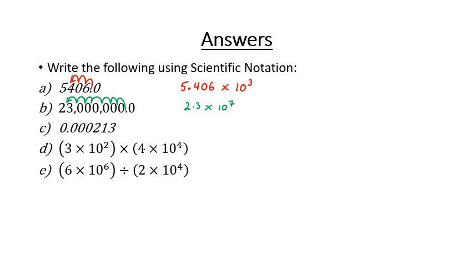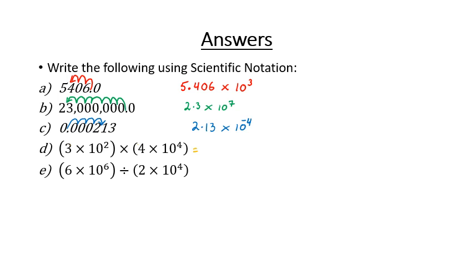In our third example, we've moved the decimal spot 4 spots to the right. This becomes 2.13 by 10 to the 4, but this has to be a negative because we've moved the decimal spot to the right.